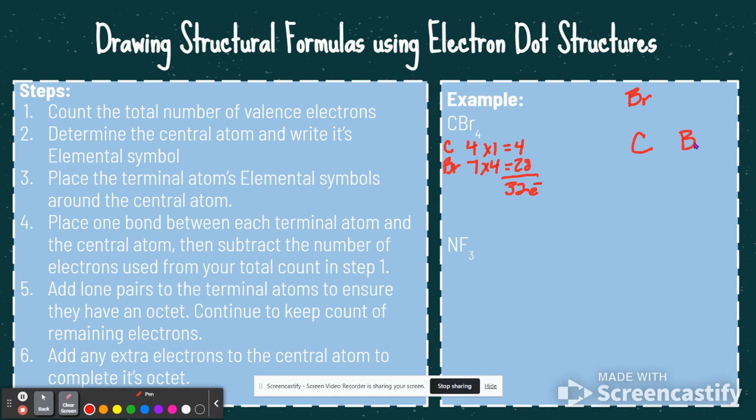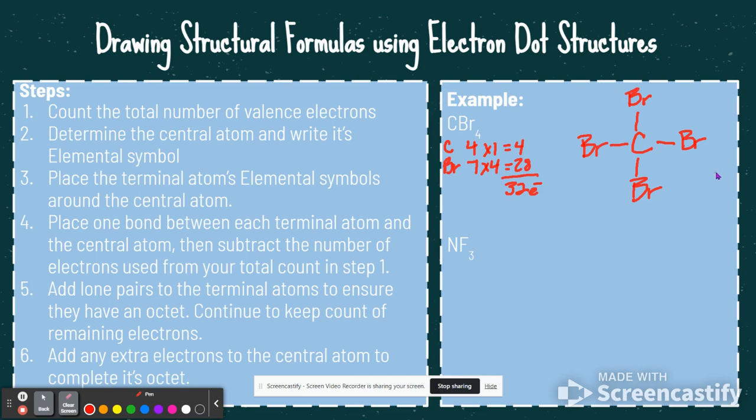We're going to put carbon in the middle, and then we're going to put bromines on each side of it like this, okay? And so that's really step 2 and 3, identifying your central atom and sticking it in the middle, and then identifying your terminal atoms and putting them around it, okay? Step 4, we're already on step 4. Look at that. We're going to get one bond between each of them, okay? So we're going to go 1, 1, 1, and 1. Everybody gets a single bond, okay?